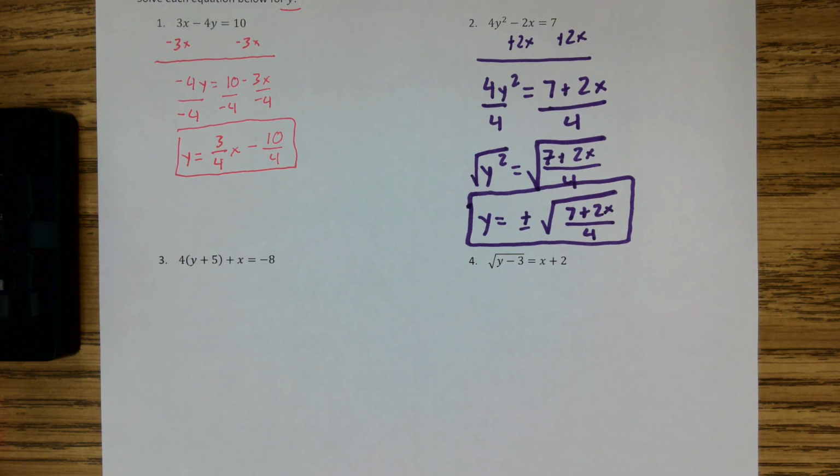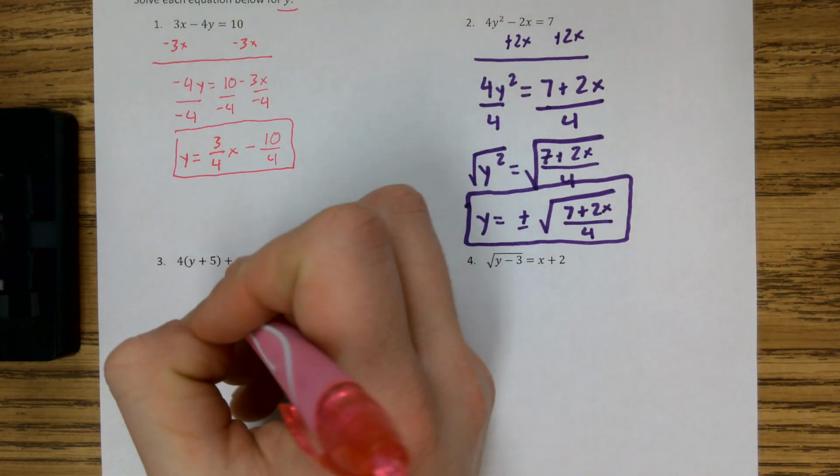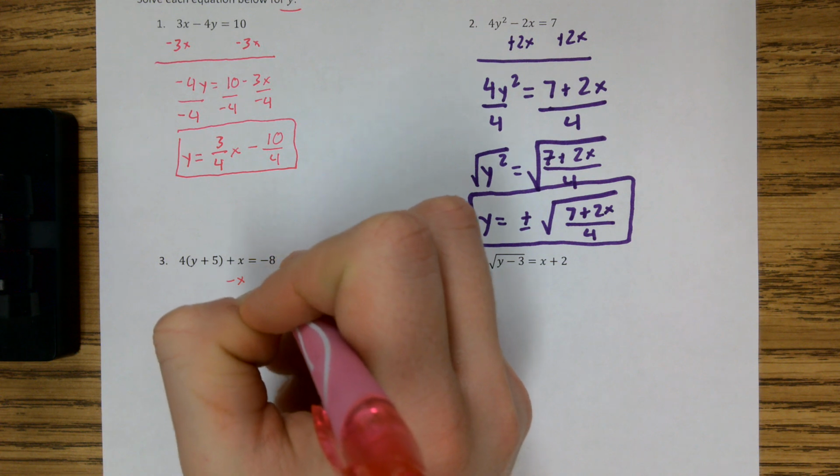All right, number 3. If we're looking at it, we have 4 multiplied with y plus 5, and then plus x is equal to negative 8, okay? You'll be tempted to distribute here. Don't do it, okay? The reason why is because we need to keep that equation intact. We're just solving for that y value there. So in this case, you're going to subtract x on both sides.